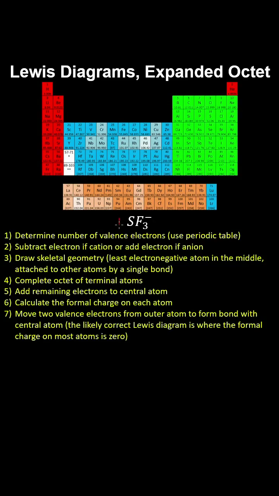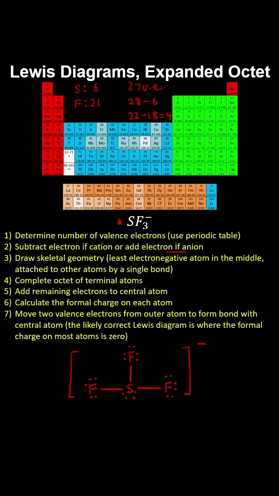Let's draw the Lewis diagram for the sulfur trifluoride anion. So again we determine the number of valence electrons using the periodic table, and then we add an electron because we have a negative charge. And now we draw the skeletal geometry according to step 3 with the least electronegative atom in the middle. So in each bond 2 electrons are shared, and then we complete the octet of the terminal atoms. So that leaves us with 4 valence electrons, which we now put on the central atom.